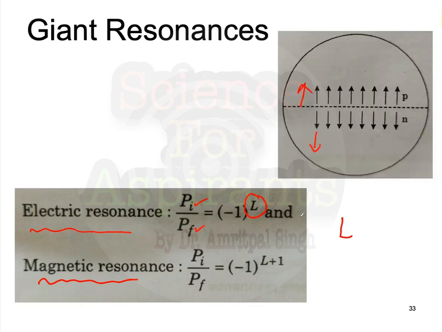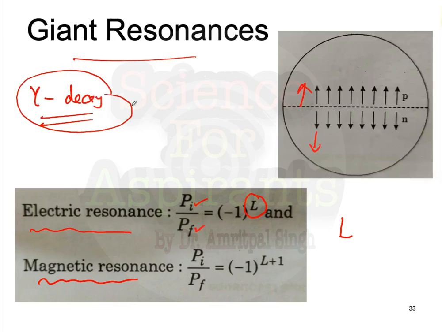So this is how the outermost particles, like the photons, interact with these nucleons. This giant dipole resonance concept we will discuss in more detail when we discuss gamma decay, because in gamma decay that concept can explain whether the gamma ray emission is an electric emission or a magnetic emission.